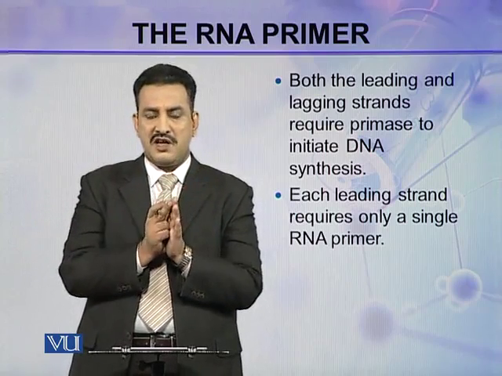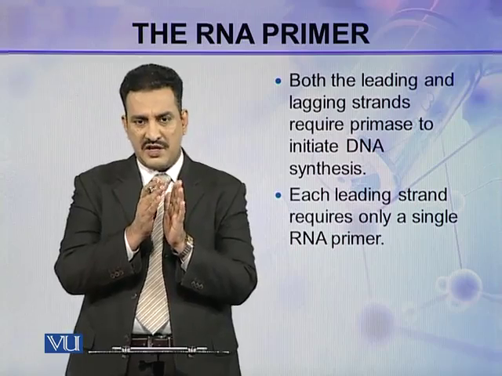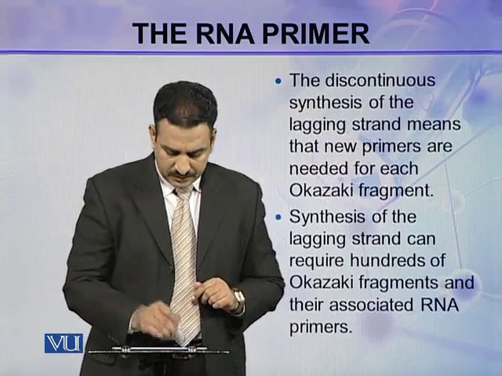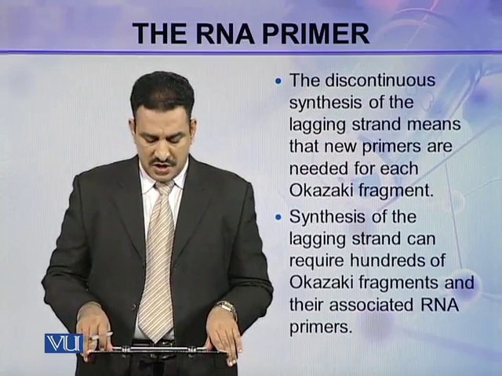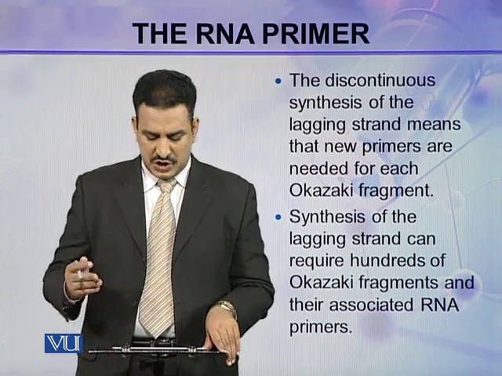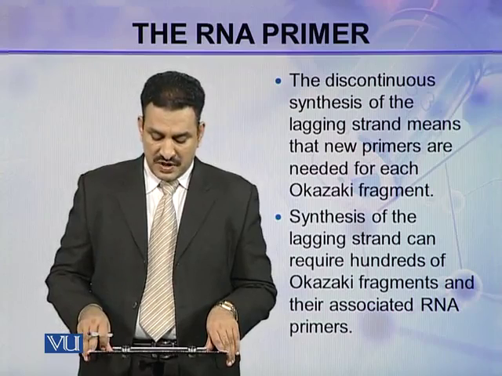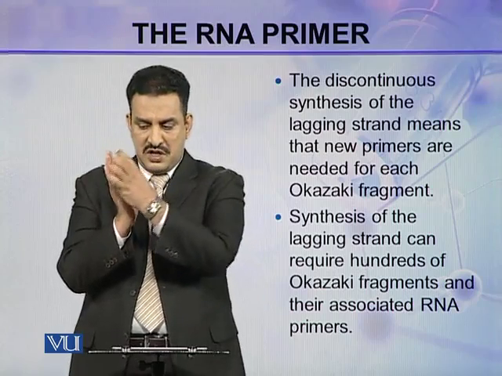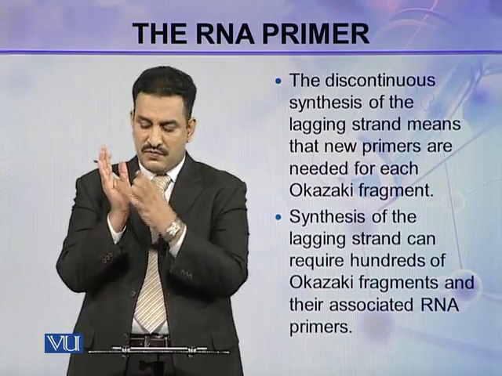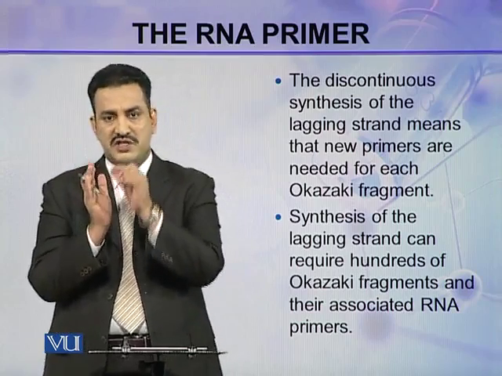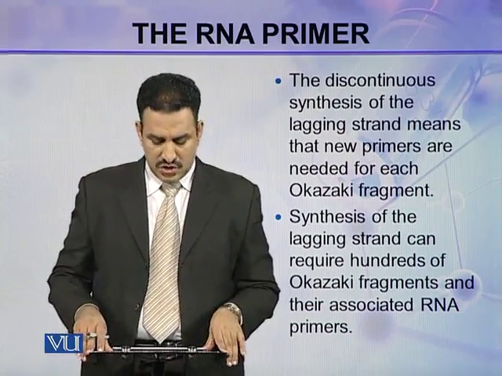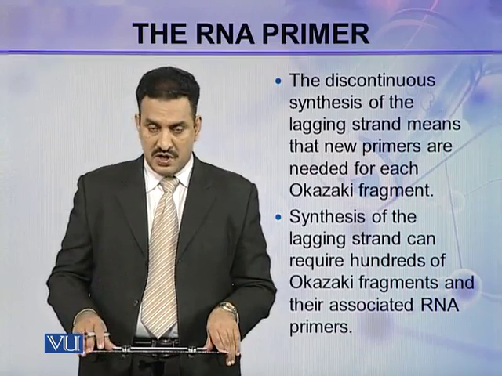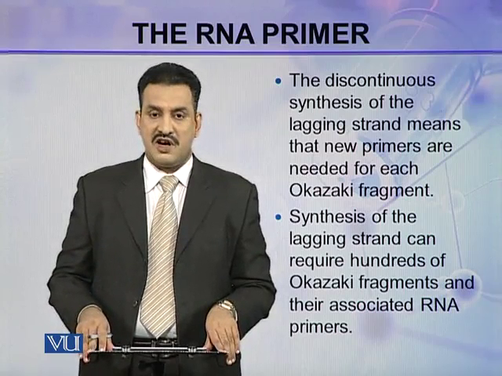So only one RNA primer is required at the leading strand, while on the other strand, that is the lagging strand, discontinuous synthesis takes place, which means that new primers are needed for each Okazaki fragment. In this lagging strand, new fragments are formed, and for each fragment one primer is needed. Synthesis of the lagging strand can require hundreds of Okazaki fragments, and therefore hundreds of associated RNA primers.